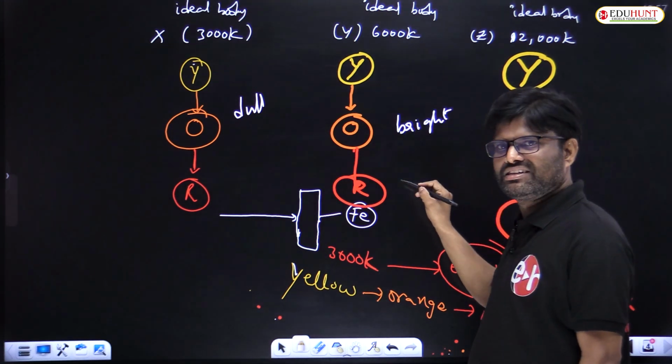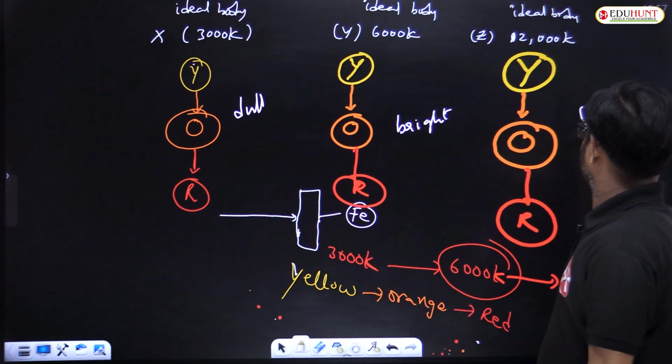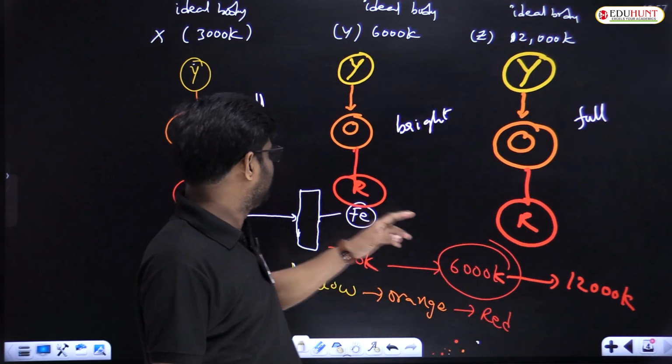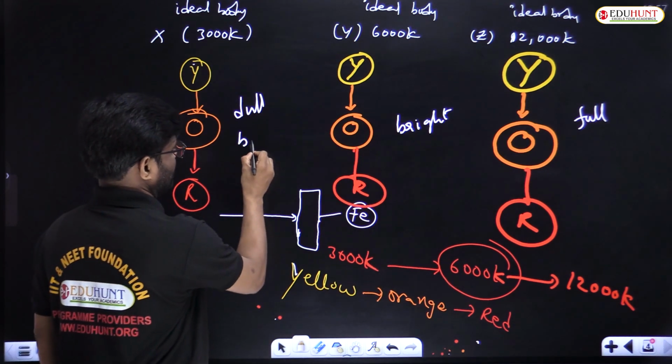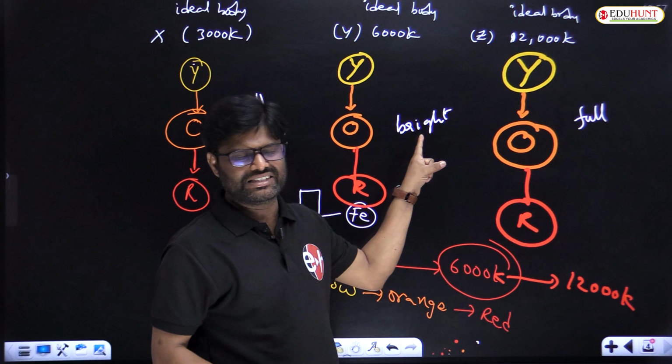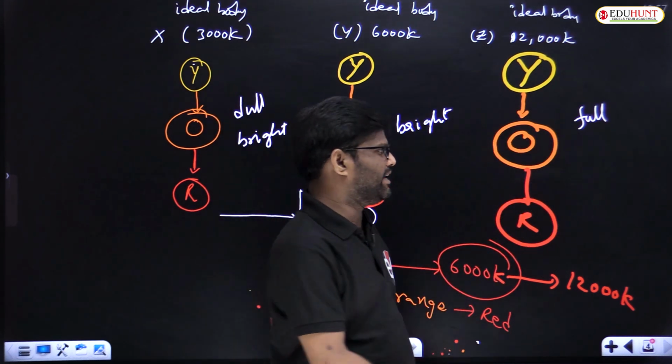Brightness increases. Here full intensity, full bright. Here dull bright. Here bright increases. Here full brightness.